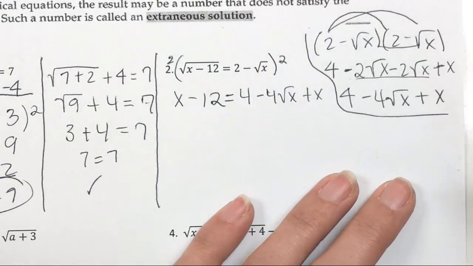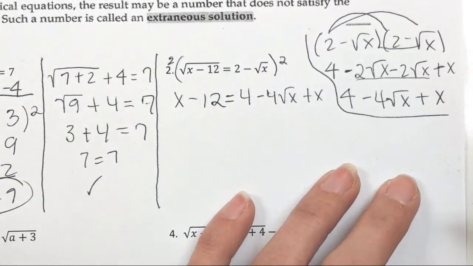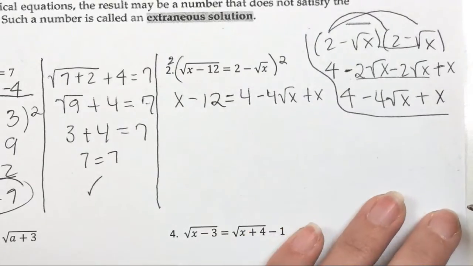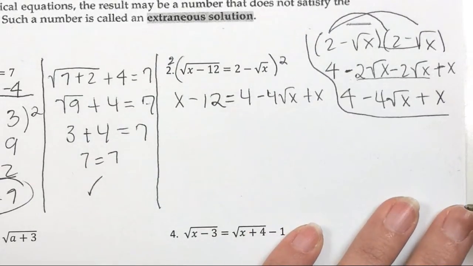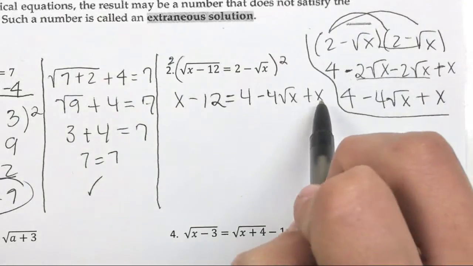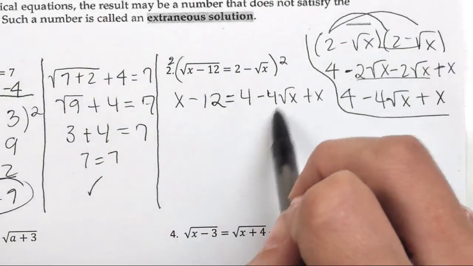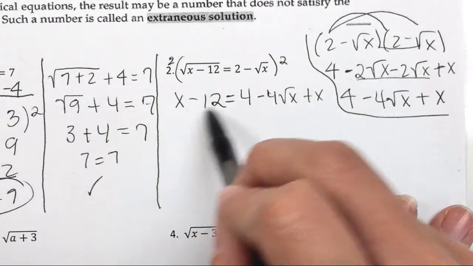And now we're trying to get what by itself? We're trying to solve for x, okay? So the first thing I'm going to do is try to combine like terms. I know I can combine these x's. I can't do this one because it's underneath the radical, but let's go ahead and combine these.